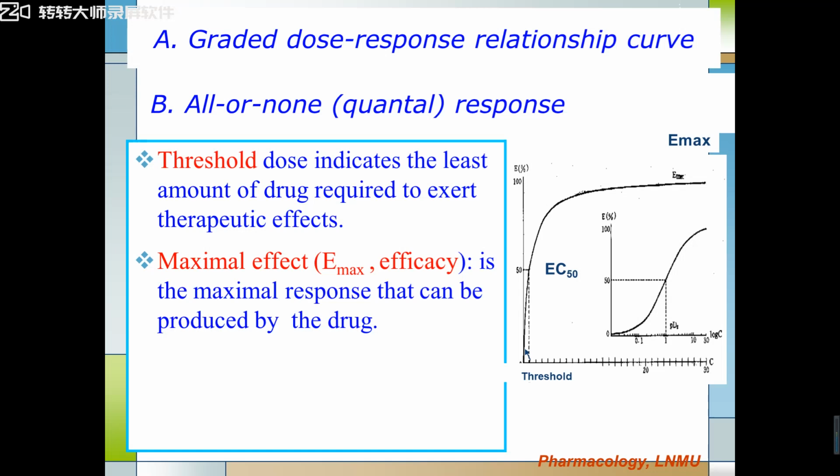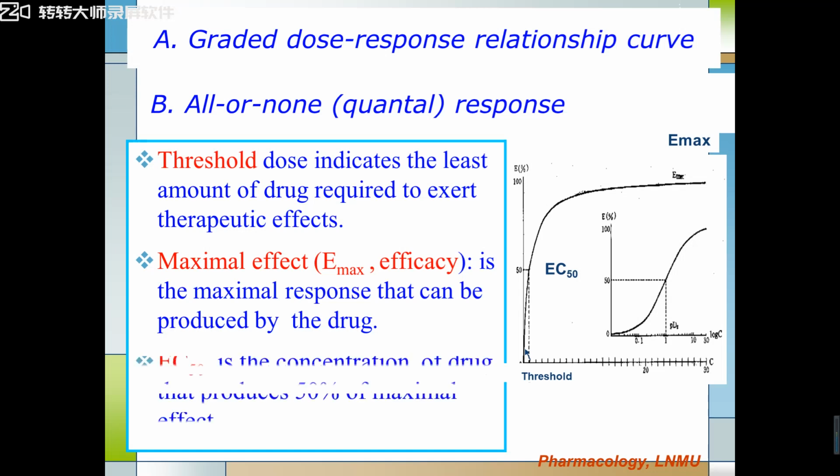For example, in accord with the efficacy, the maximal response, we can divide diuretics into three kinds. There are high efficacy diuretics, furosemide, moderate efficacy diuretics, thiazides, and low efficacy diuretics, spironolactone. In this curve, EC50 is the concentration of drug that produces 50% of maximal effect.